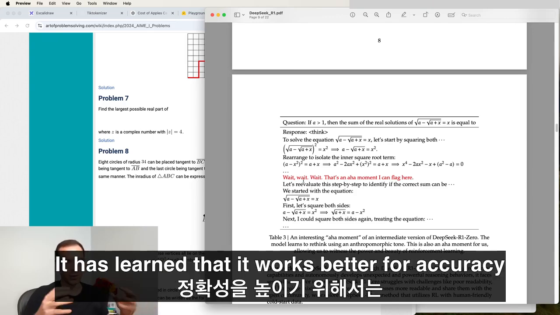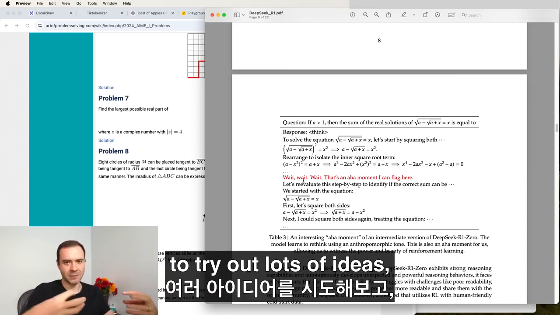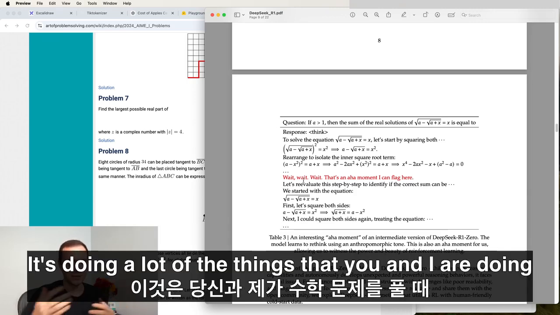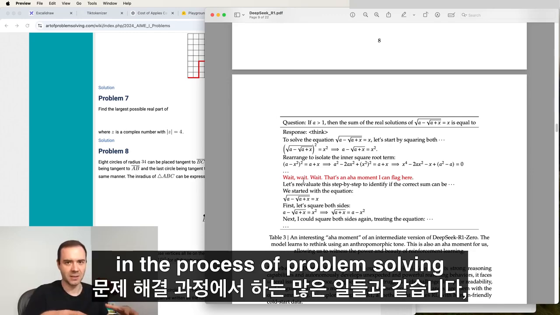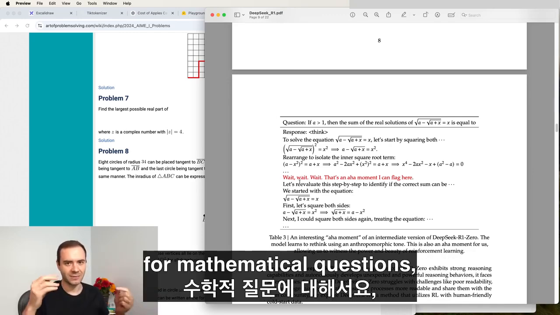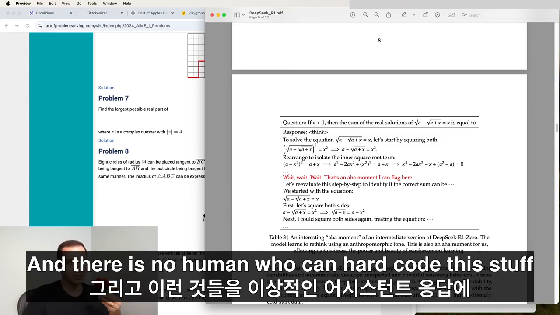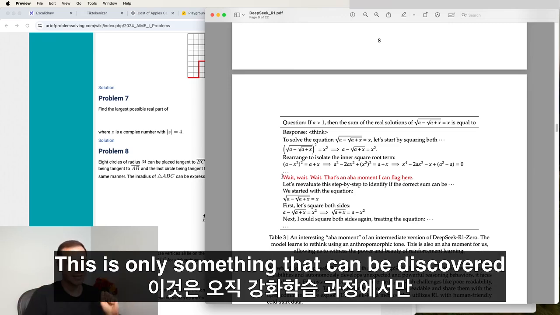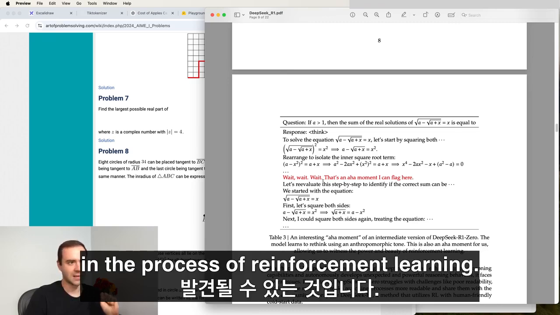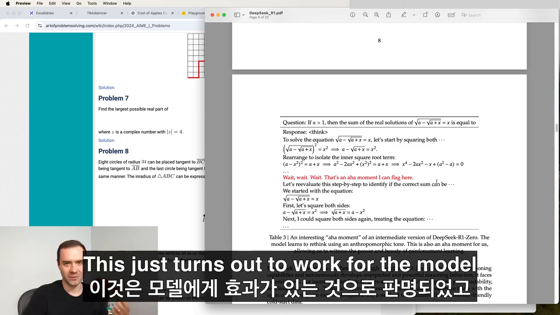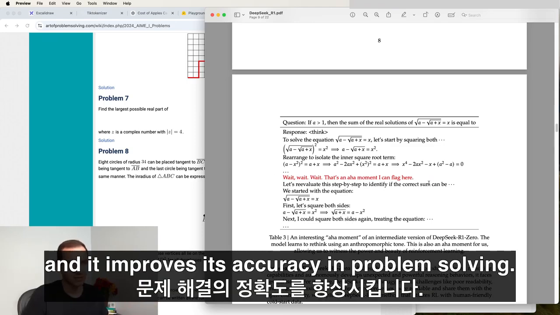It has learned that it works better for accuracy to try out lots of ideas, try something from different perspectives, retrace, reframe, backtrack. It's doing a lot of the things that you and I do in the process of problem solving for mathematical questions, but it's rediscovering what happens in your head, not what you put down on the solution. And there is no human who can hard code this stuff in the ideal assistant response. This is only something that can be discovered in the process of reinforcement learning, because you wouldn't know what to put here. This just turns out to work for the model and it improves its accuracy in problem solving.